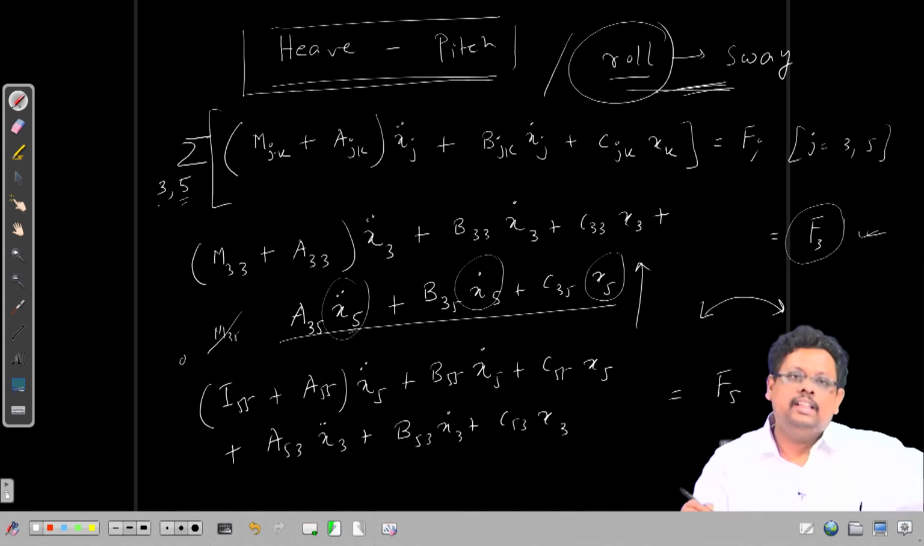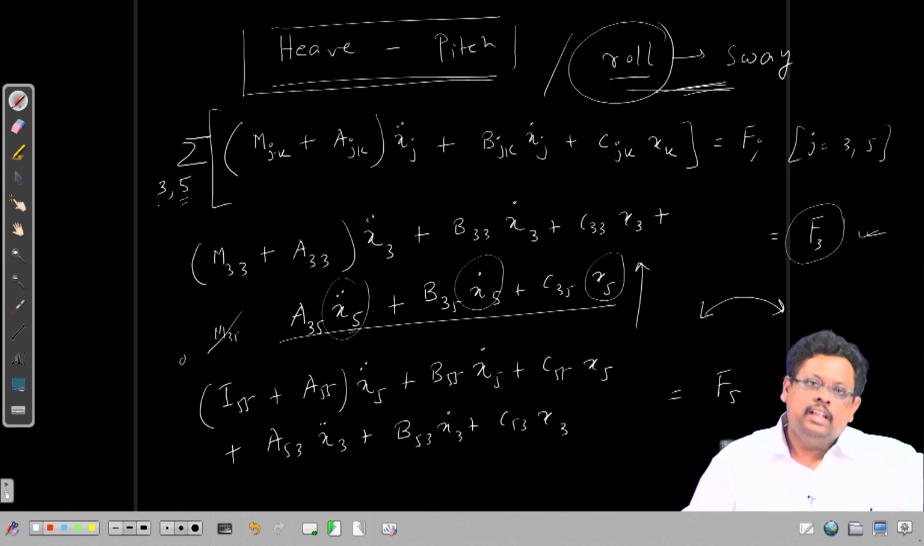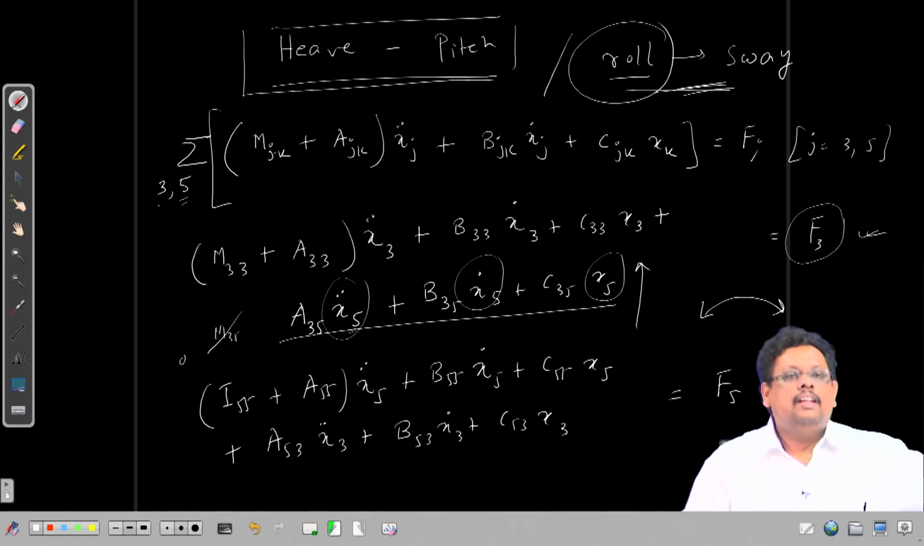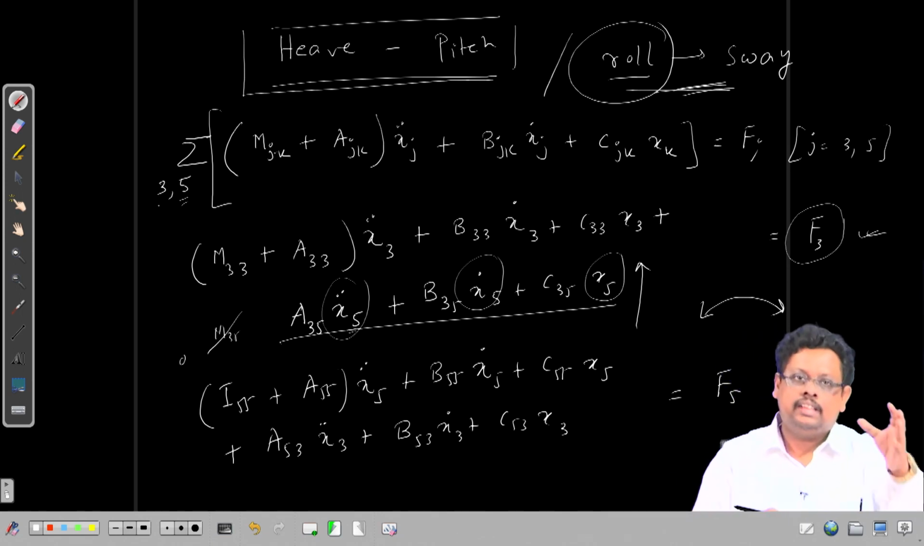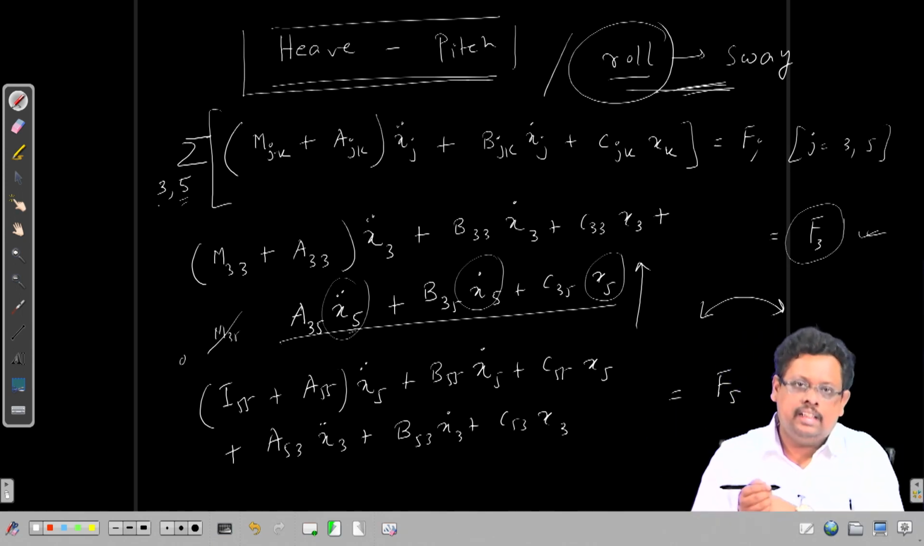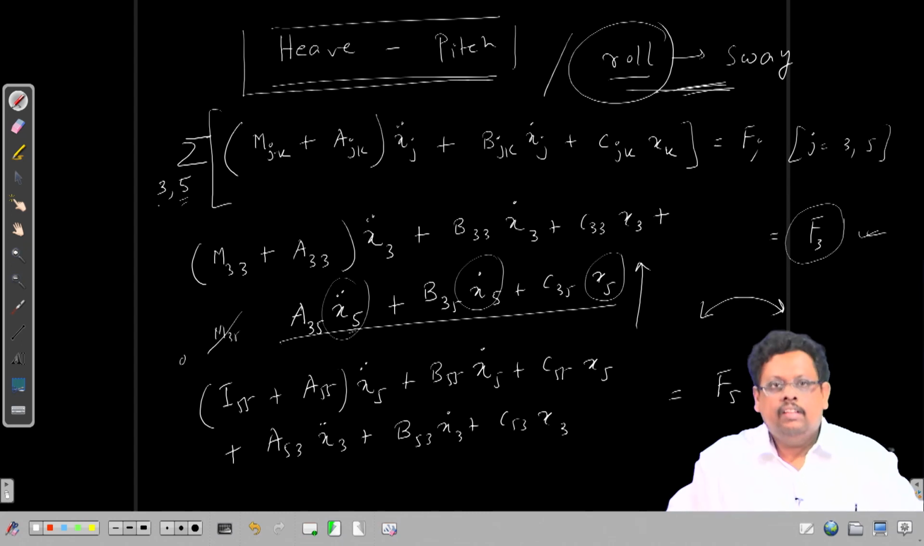Now, you can extend this to all 6 degrees of freedom of the equation of motion, and you will find that many terms are 0 and many terms are non-zero. We are going to discuss these things again later, when dealing with the hydrodynamics, getting all the coefficients and solving this equation.